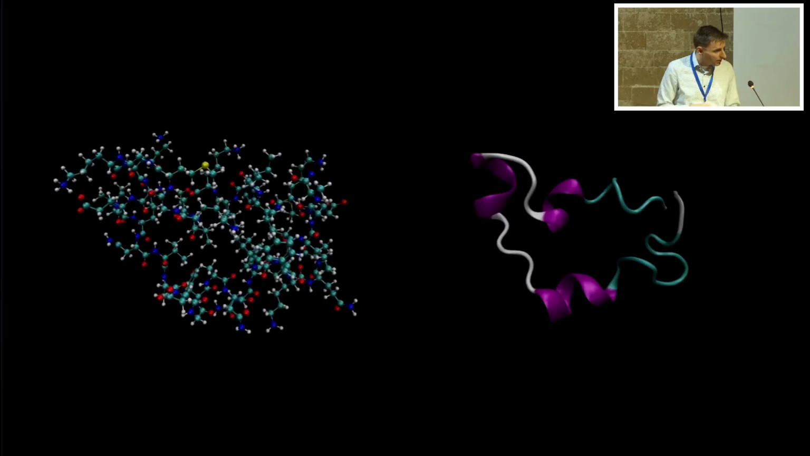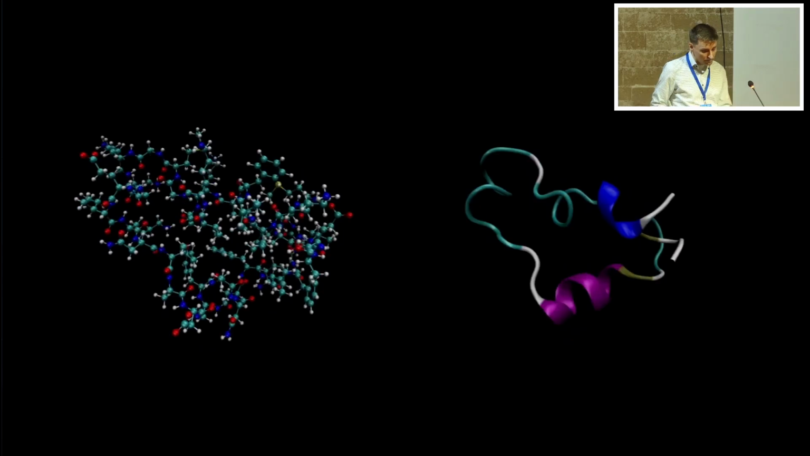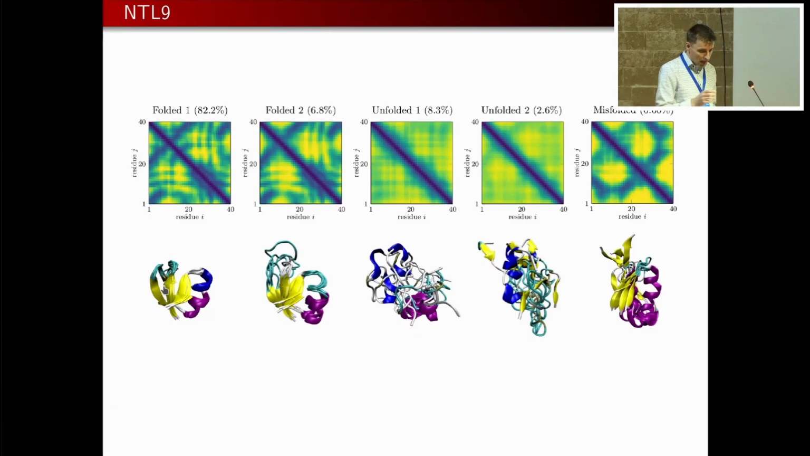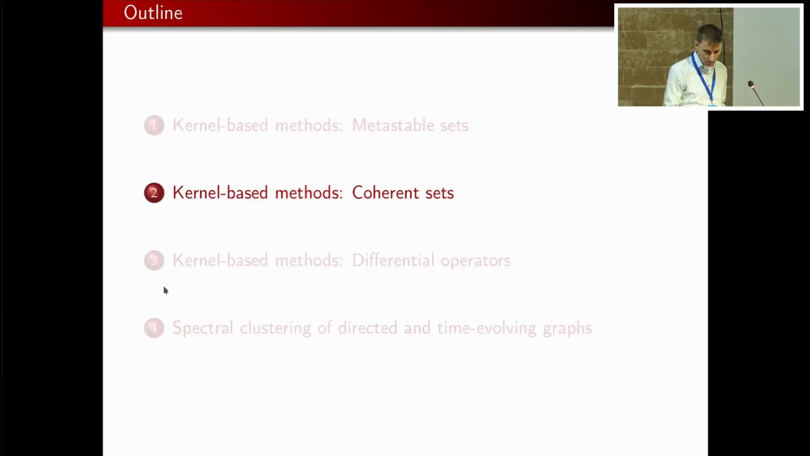So given only the positions of the atoms here, we want to identify the dominant eigenfunctions of the Koopman operator. And then we detect, for example, these folded states shown here, or some unfolded or misfolded states shown here, and you can also see how likely it is to find these conformations in these data sets. So this is an application that we are typically working on.